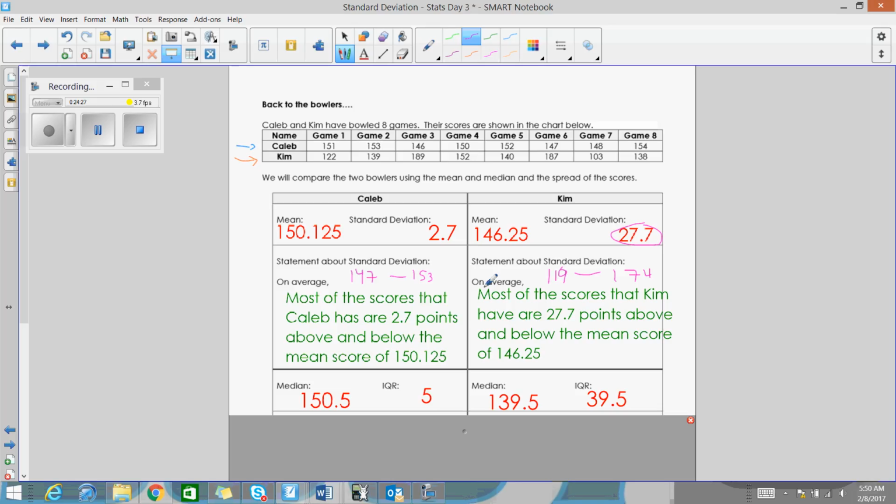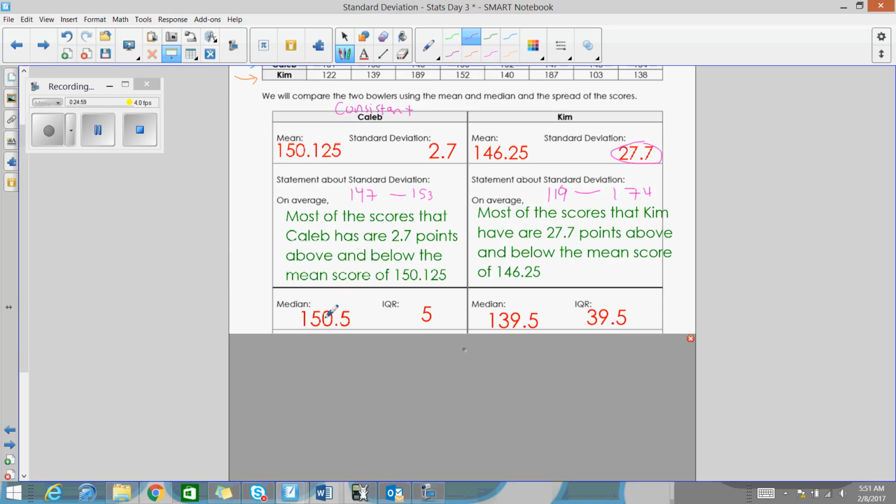So consistency: Caleb is consistent. Kim is kind of wild. I'm not sure what Kim's going to do. It's hard for me to know because the standard deviation is so big. I can't really tell you what's going to happen, but I will tell you that Caleb will be really close to these scores, whereas Kim, I have no clue what Kim's going to do.